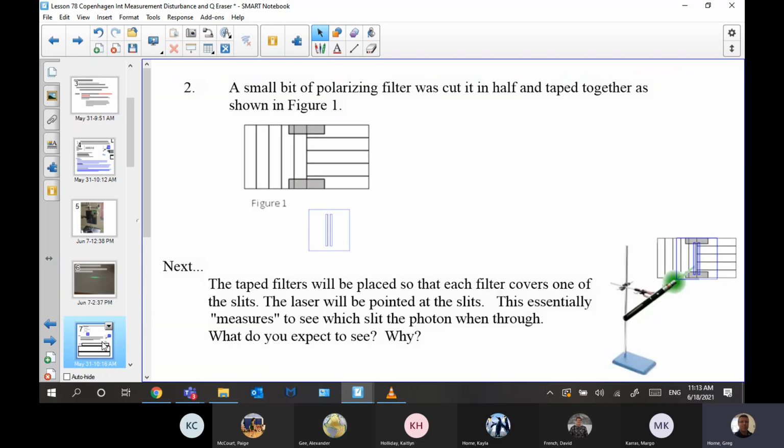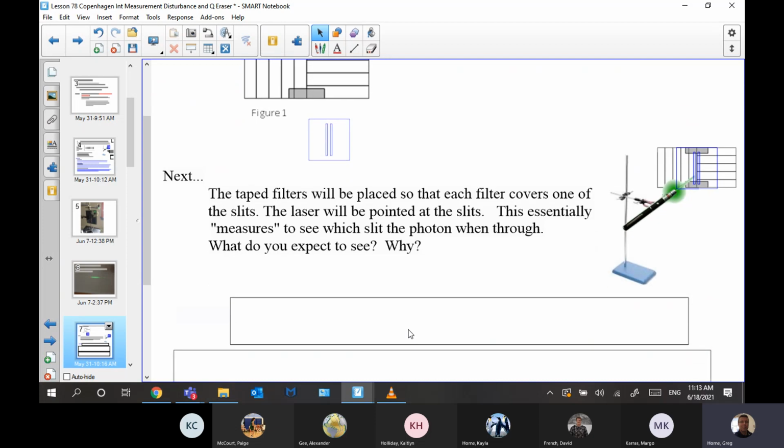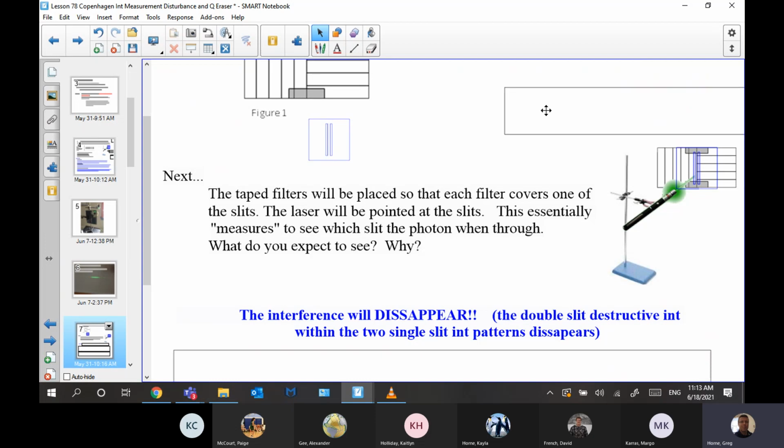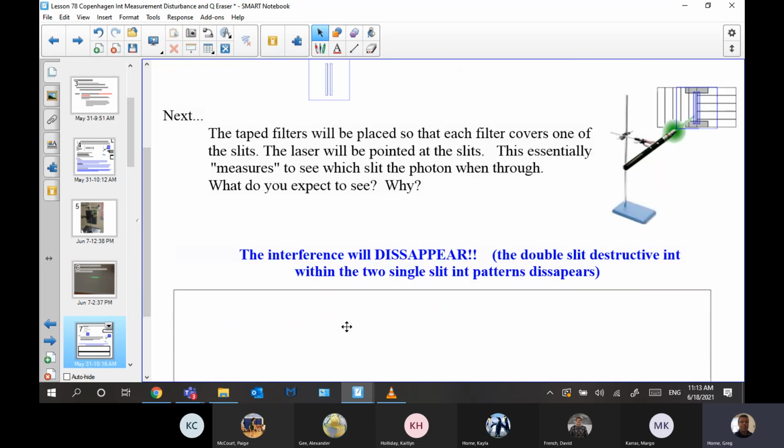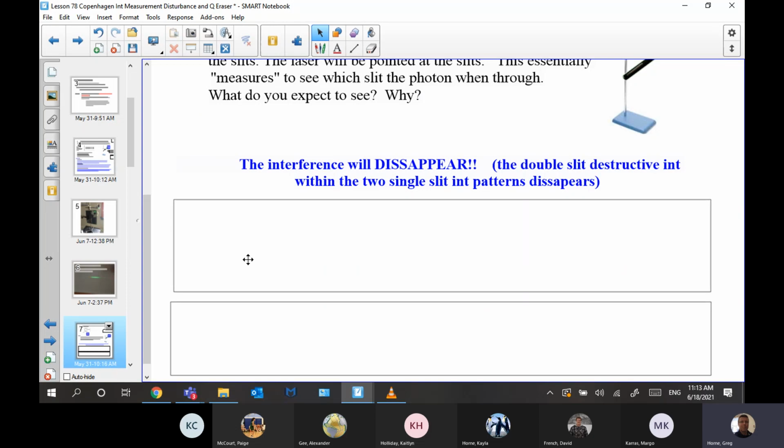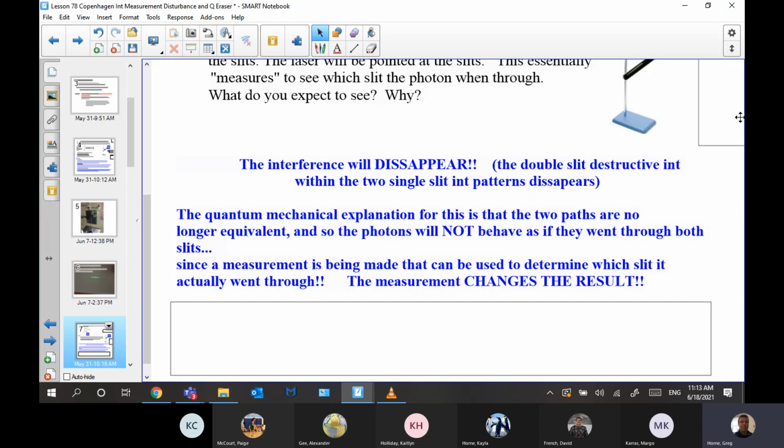So what we do next is we tape a polarizing filter, vertical and horizontal, so that it's horizontal polarization on one slit, vertical polarization on the other. Okay, and that's of course so that we can see later on, we can detect which slit the light went through. So if we do that, the interference pattern disappears because it gives us the opportunity to look and see which one it goes through, right?